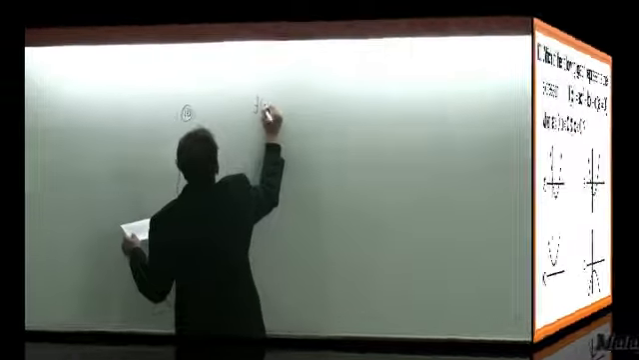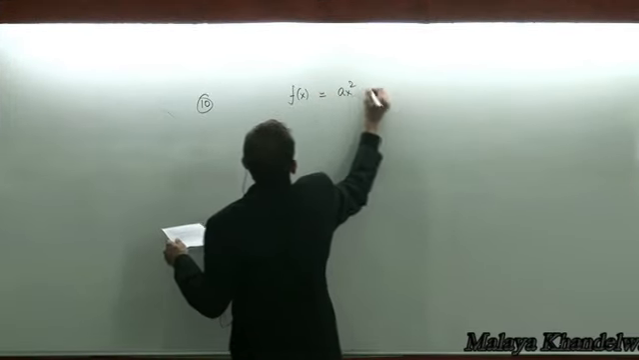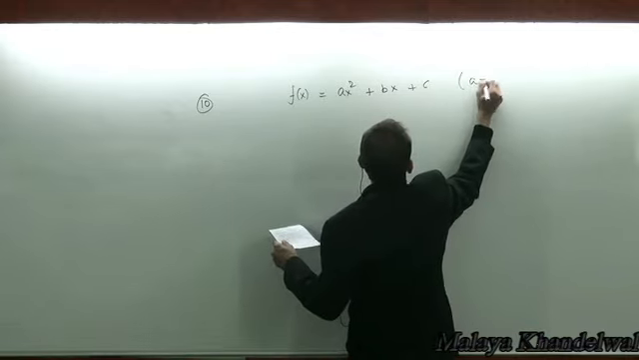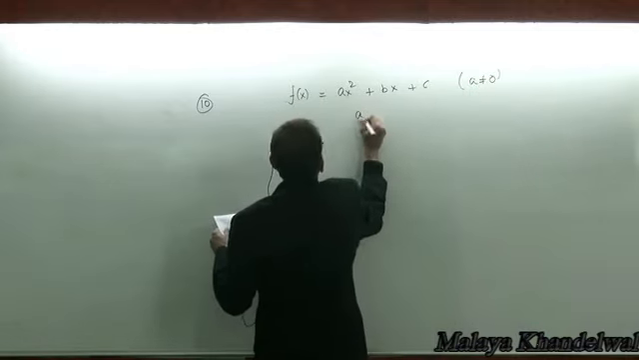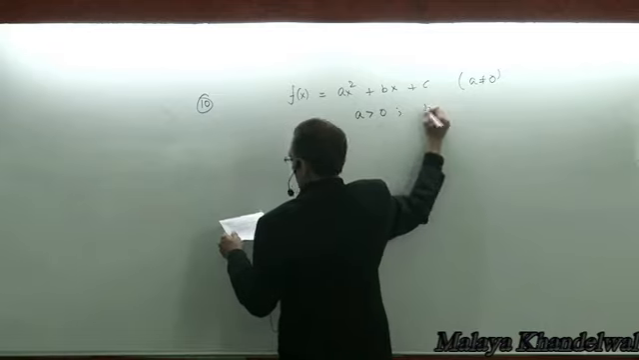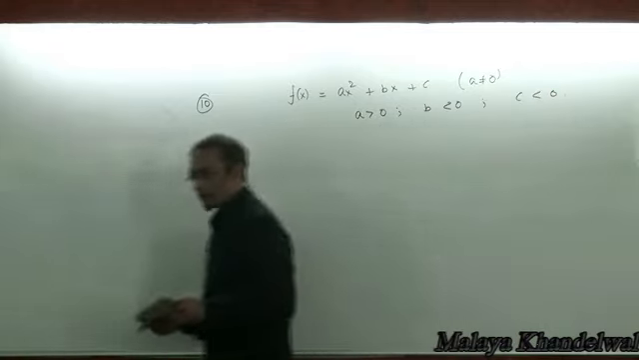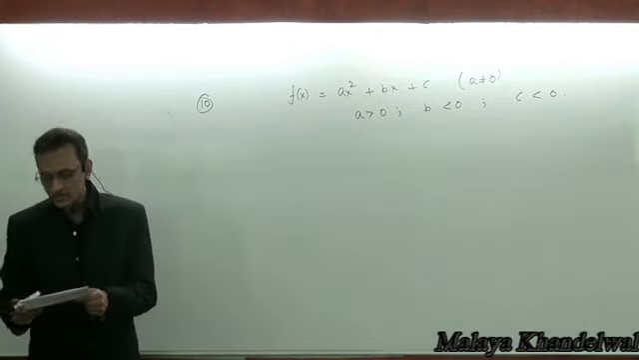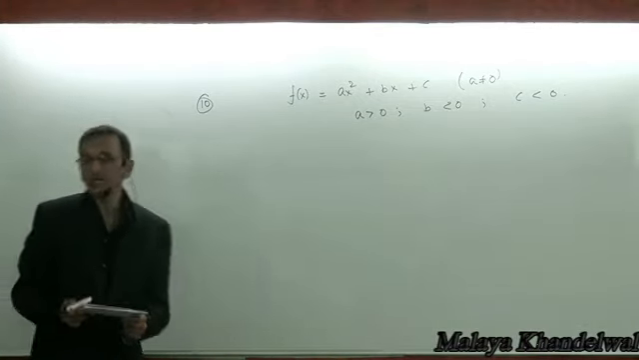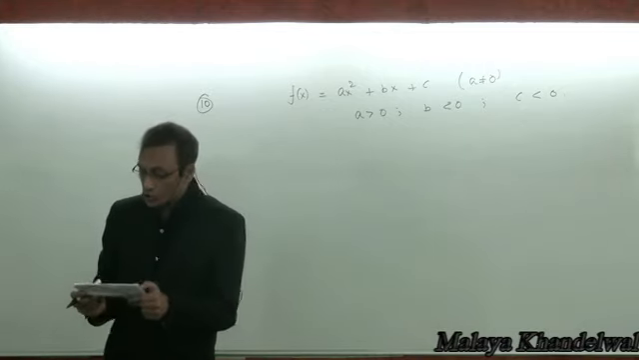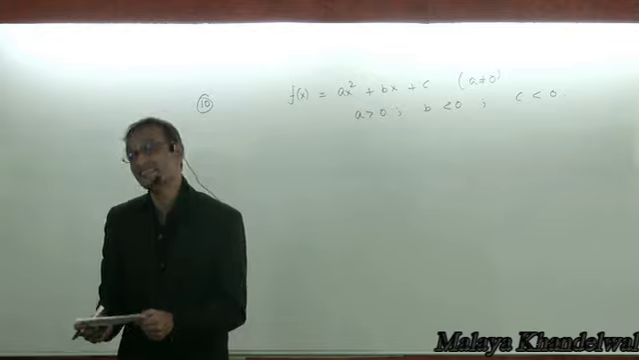There's a quadratic f(x) = ax² + bx + c, a not equal to 0, a greater than 0, b less than 0, and c less than 0. We want to figure out which of these would represent the graph. So D is ruled out because a greater than 0, it has to be an upward opening parabola. So we need to choose between A, B and C.